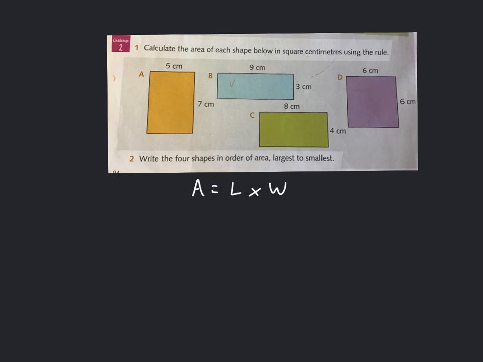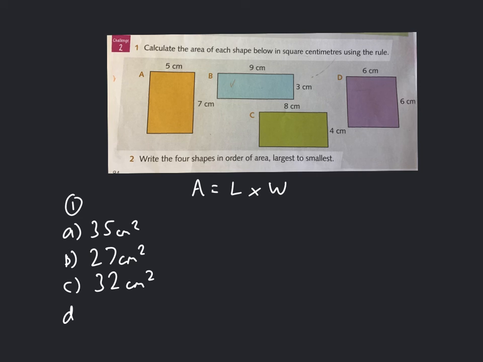So shape A, question 1, shape A was 5 times 7, which is 35, so that's 35 centimetres squared. Shape B was 9 times 3, which is 27 centimetres squared. Shape C, 8 times 4, is 32 centimetres squared. And shape D was 6 times 6, it's a square. So 6 squared, 6 sixes, is 36 centimetres squared.